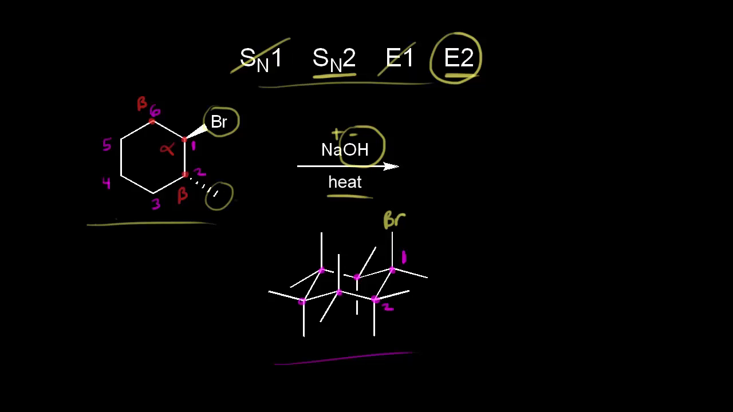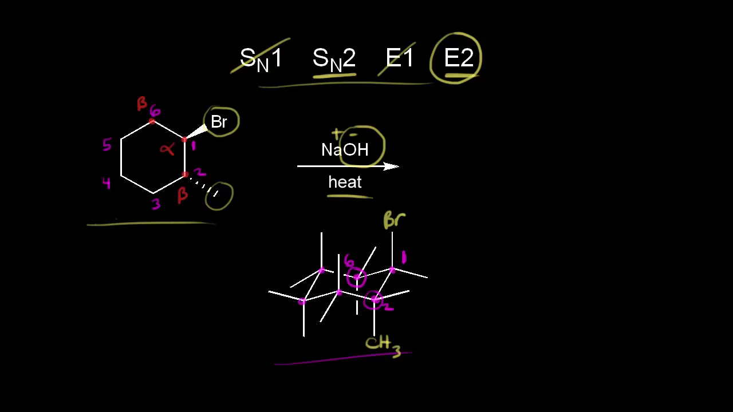At carbon 2, I have a methyl group going away from me in space, so that's going down. So at carbon 2, we must have a methyl group going down, which makes it down axial. So we care about carbon 2. Let me highlight these again. So we care about carbon 2, which is a beta carbon. We also care about carbon 6, which is another beta carbon.